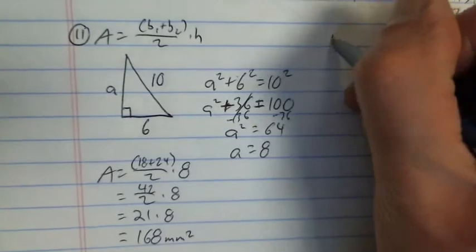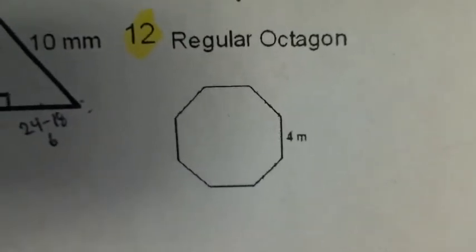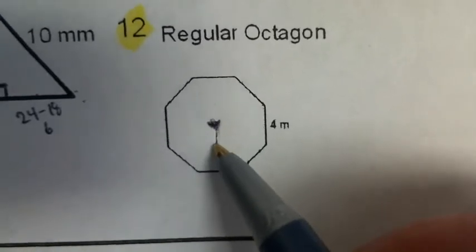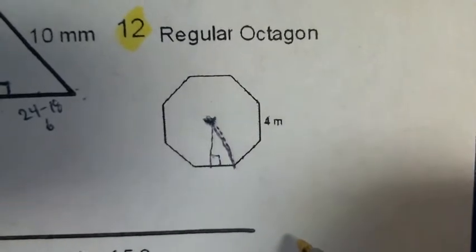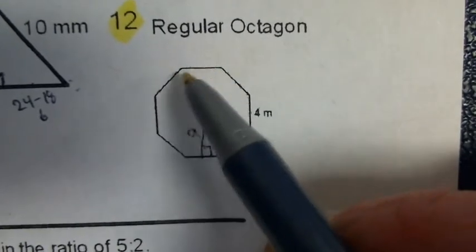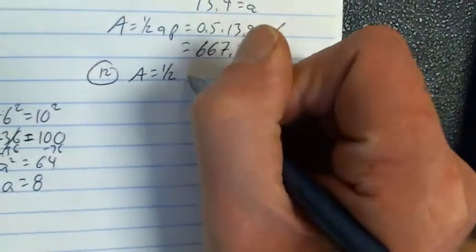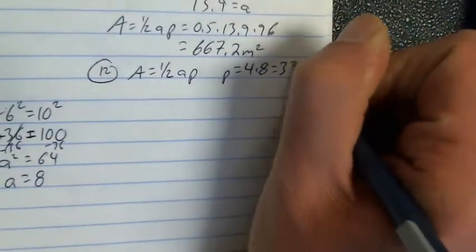Number 12. I have an octagon, 4 meters on a side. We have to find ourselves an apothem. Straight down, off to the corner. That's our A. Find our perimeter: 4 times 1, 2, 3, 4, 5, 6, 7, 8. The perimeter was 4 times 8, which is 32.